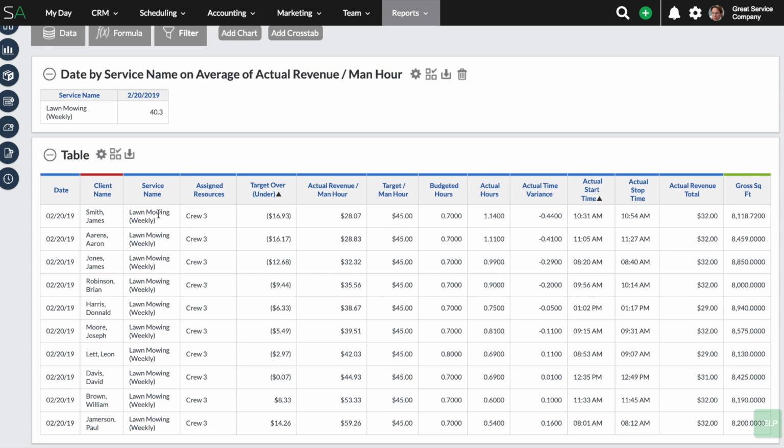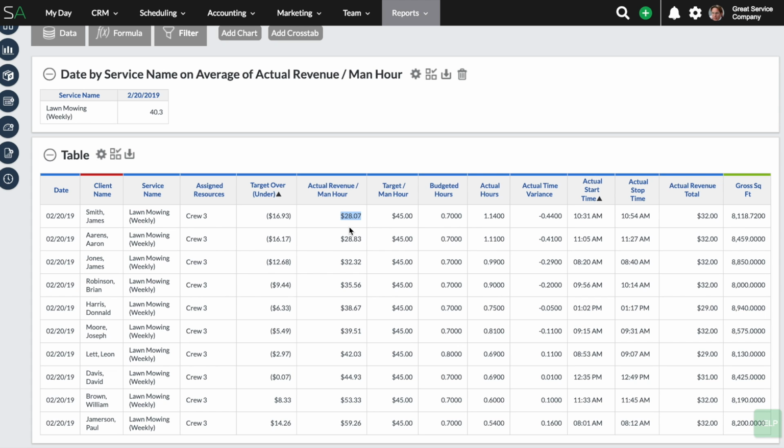So without going into great detail, I can simply scan this report every day at the end of the day or the next morning, and I can scan down this report and see anything that's negative. Anything in parentheses represents negative, in the sense that I underachieved my target. So for example, if you look right here, I had a target of $45 a man hour for lawn mowing. We generated $28.07 a man hour while we were on the property.